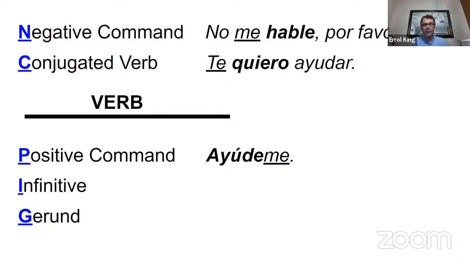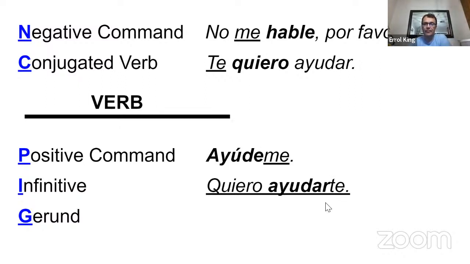Same thing with an infinitive. Now remember, an infinitive is an unconjugated verb. It's in its original form. So here's an example: quiero ayudarte. I want to help you. Again, we tack it onto the end. The reason we didn't add an accent here is because the stress in ayudar is on the AR. By adding a syllable that ends in an E, that automatically puts the stress on the second to last syllable. We're good. We don't need a written accent. So quiero ayudarte, tack it onto the end. Remember, all of these come after the verb.